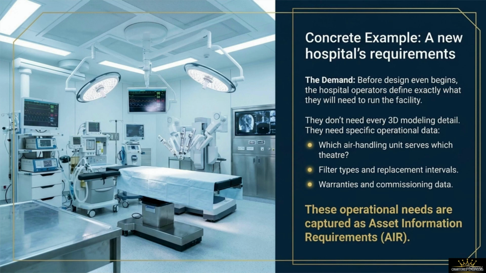What are the exact filter types and scheduled replacement intervals? Where are the equipment warranties, maintenance logs, and official commissioning data packages? These explicit operational data needs are captured early within the Asset Information Requirements, or AIR, ensuring the delivery team knows exactly what parameters they will be graded against. Let's look at how this changes the opening day of operations.